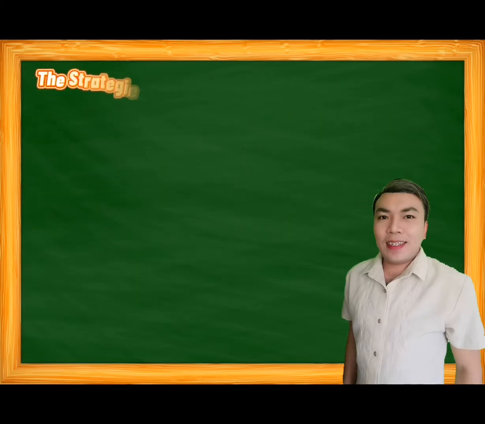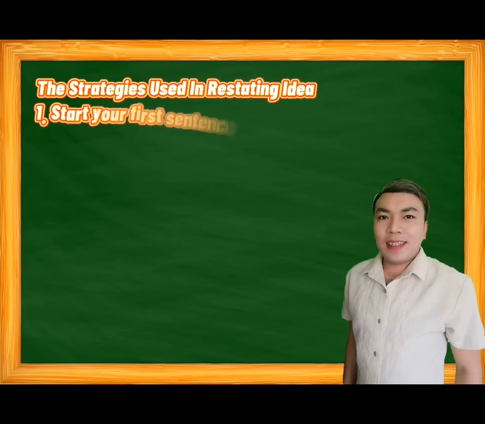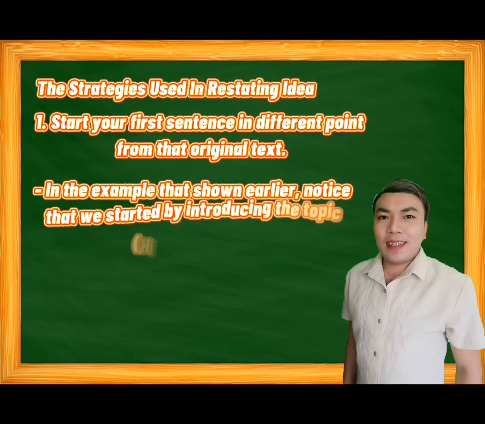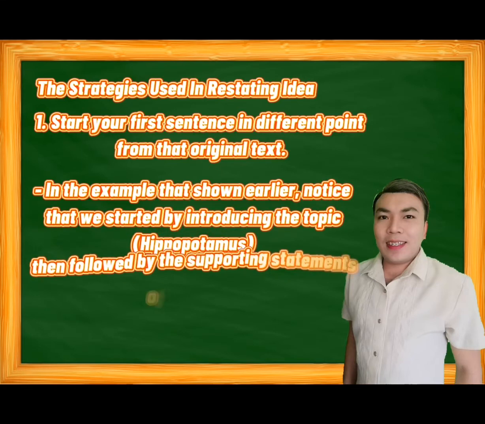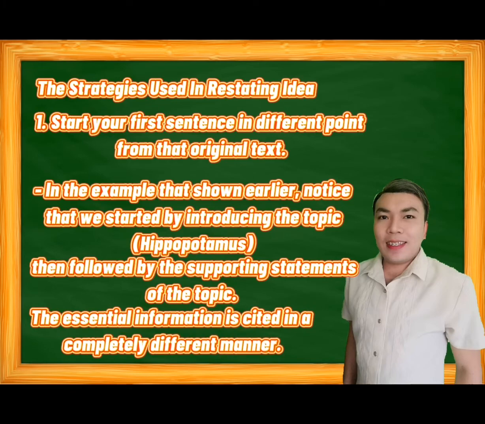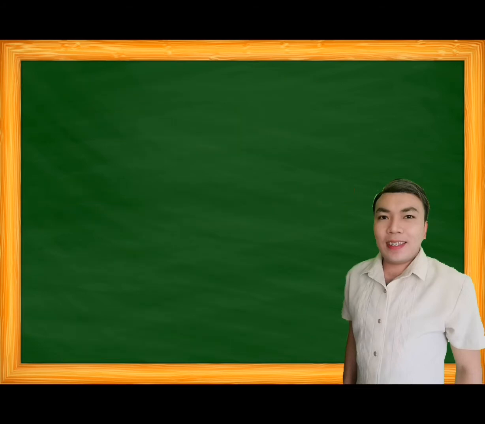Let us know the strategies used in restating ideas. First, start your first sentence at a different point from that of the original text. In the example shown earlier, notice that we started by introducing the topic, hippopotamus, then followed by the supporting statements of the topic. The essential information is cited in a completely different manner.